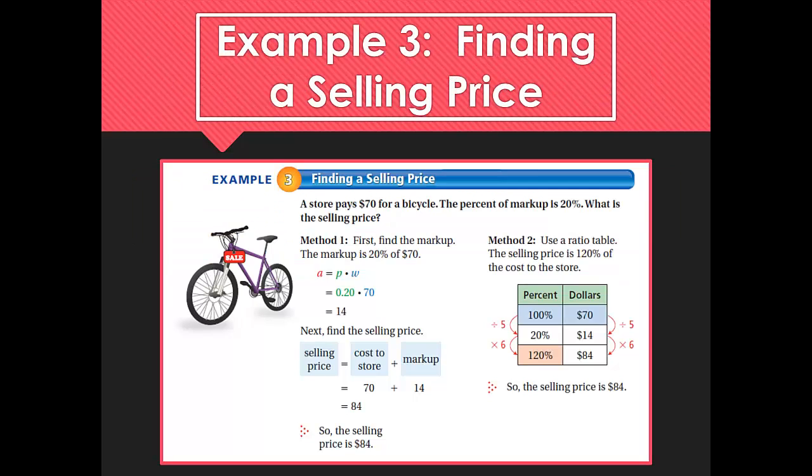For our third example, we're finding a selling price. A store pays $70 for a bicycle. The percent of markup is 20%. What is the selling price? We have two methods we're going to look at.